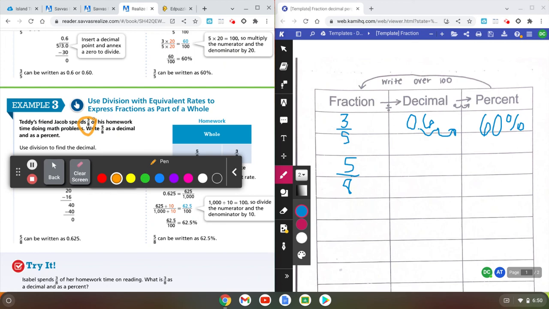5 divided by 8 is 0.625. How do I go from decimal to percent? I move my decimal twice to the right. Rewrite it, 62.5%. Remember, when you move that decimal, there's only one number in each of those loops.